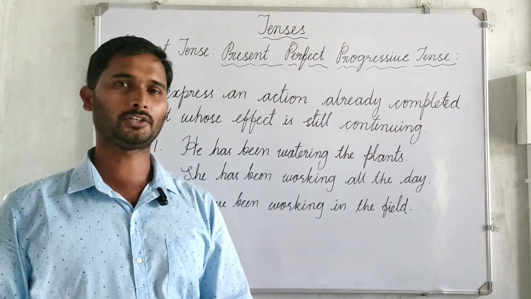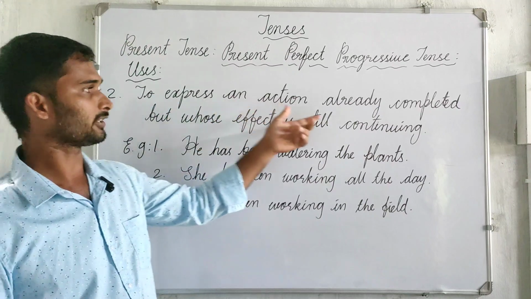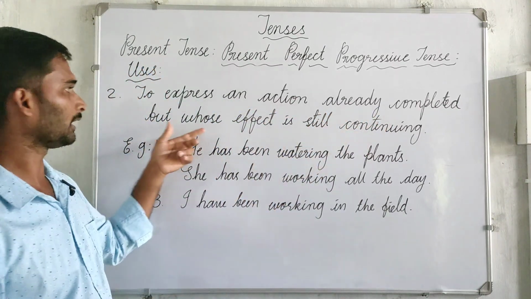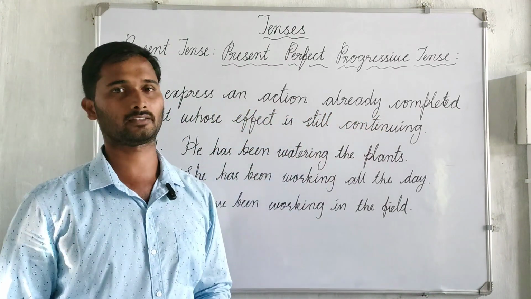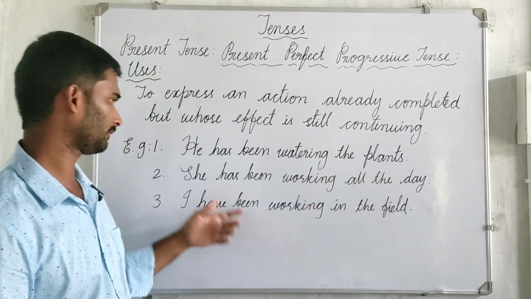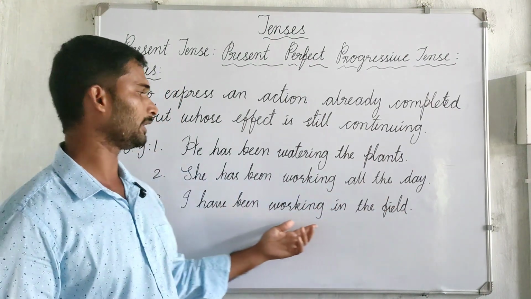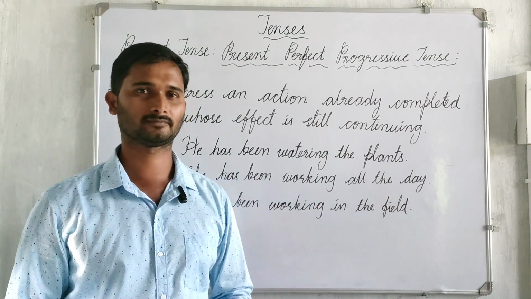Let us learn one more use of the present perfect progressive tense. It expresses an action which is already completed but whose effect is still continuing. Here are some examples. He has been watering the plants. She has been working all the day. I have been working in the field.